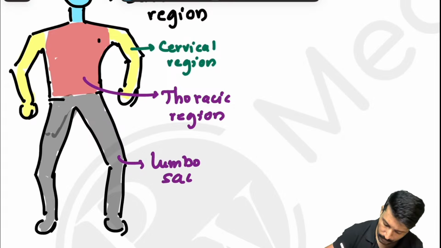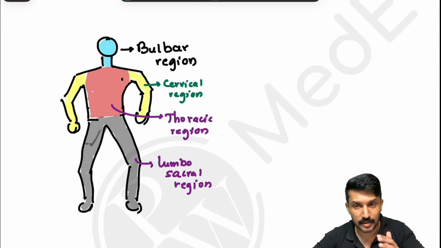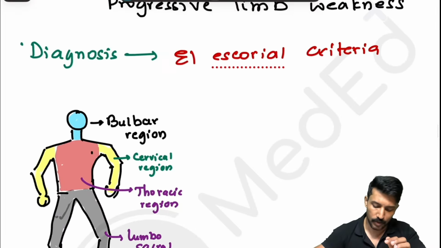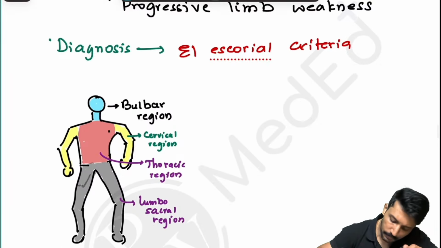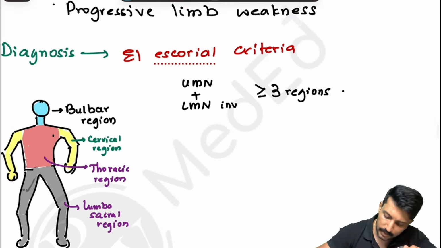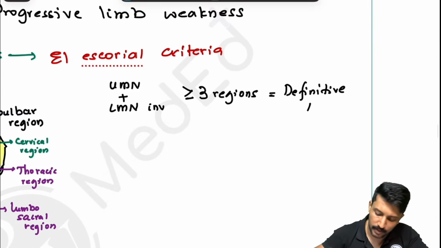lumbosacral region. So among these regions, on examination, if I get involvement of LMN and UMN in at least 3 regions, then we will call it ALS according to the El Escorial criteria. So if I have findings of UMN plus LMN involvement in 3 or more regions, that is equivalent to definitive ALS. With fewer regions, it can still be ALS, but we will call it possible or probable ALS.